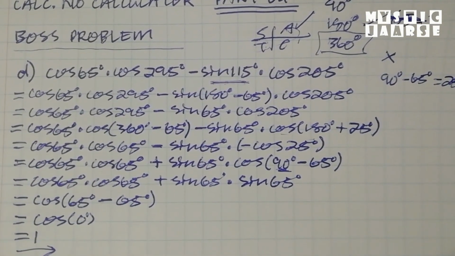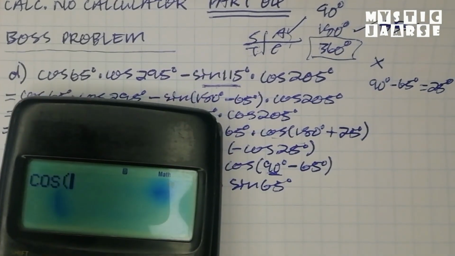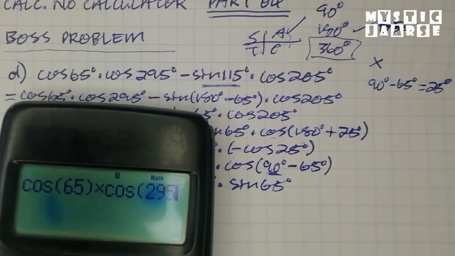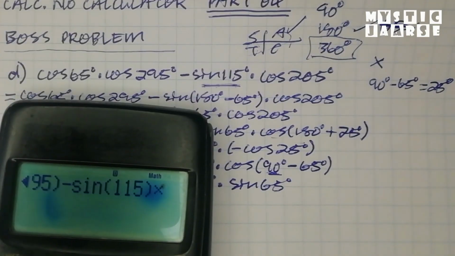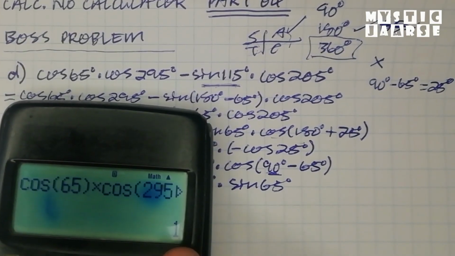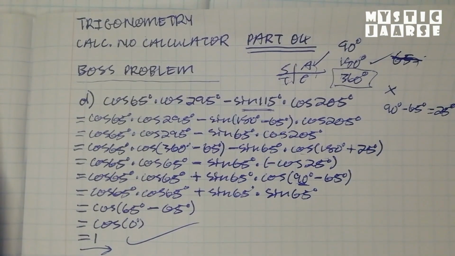So we need to check it. How do we check it? We put the whole thing into our calculator. Cos of 65 multiplied by cos of 295 minus sine of 115 multiplied by cos of 205 degrees. So this is correct.